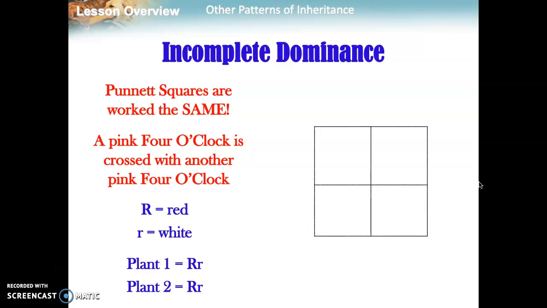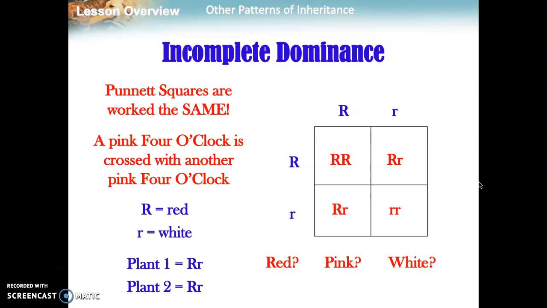Now we set up our Punnett square. First plant across the top, second plant on the side. We mix our genes or alleles together inside the box. So we have pure dominant, we have heterozygous, pure recessive. So what does that mean? What's the chance of getting red? What's the chance of getting a pink flower? What's the chance of getting a white flower?